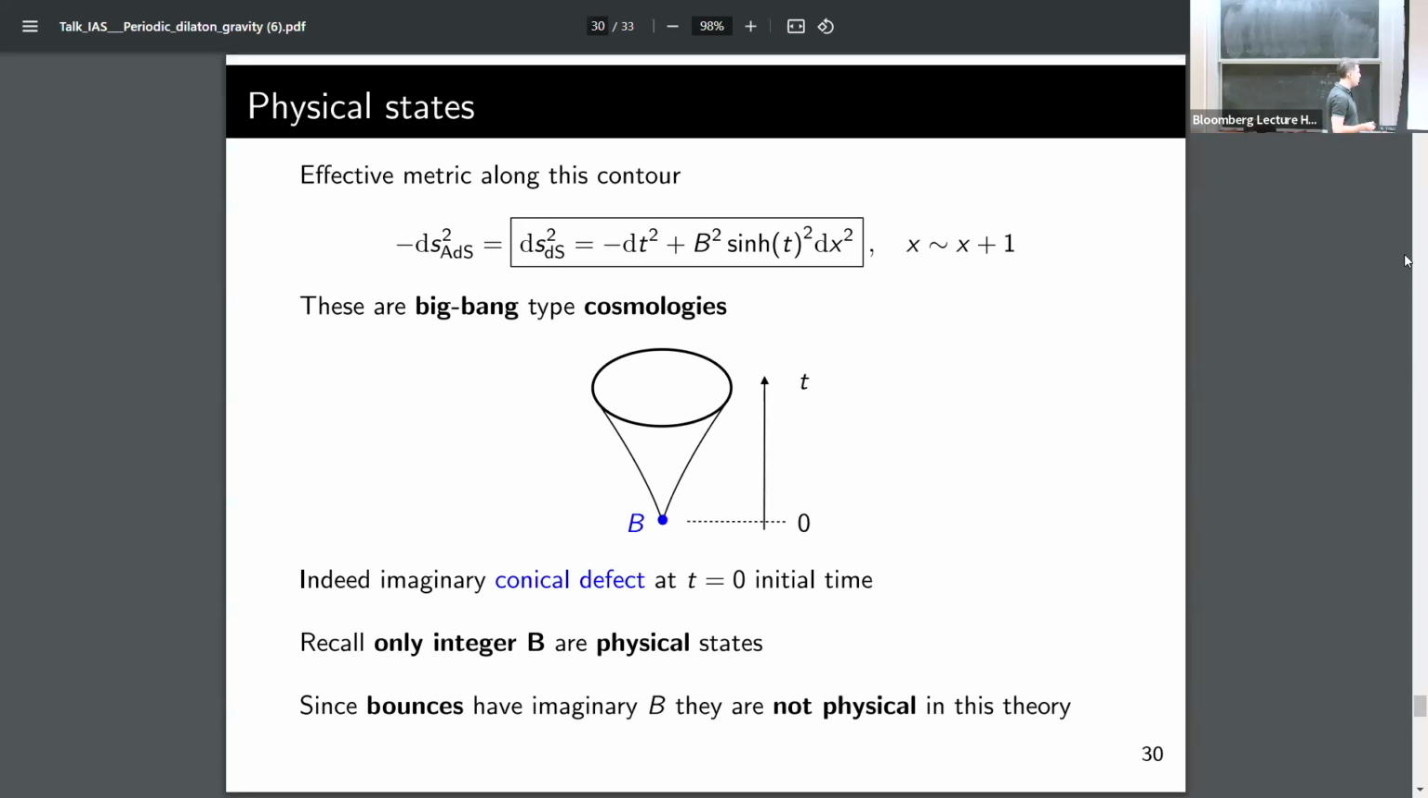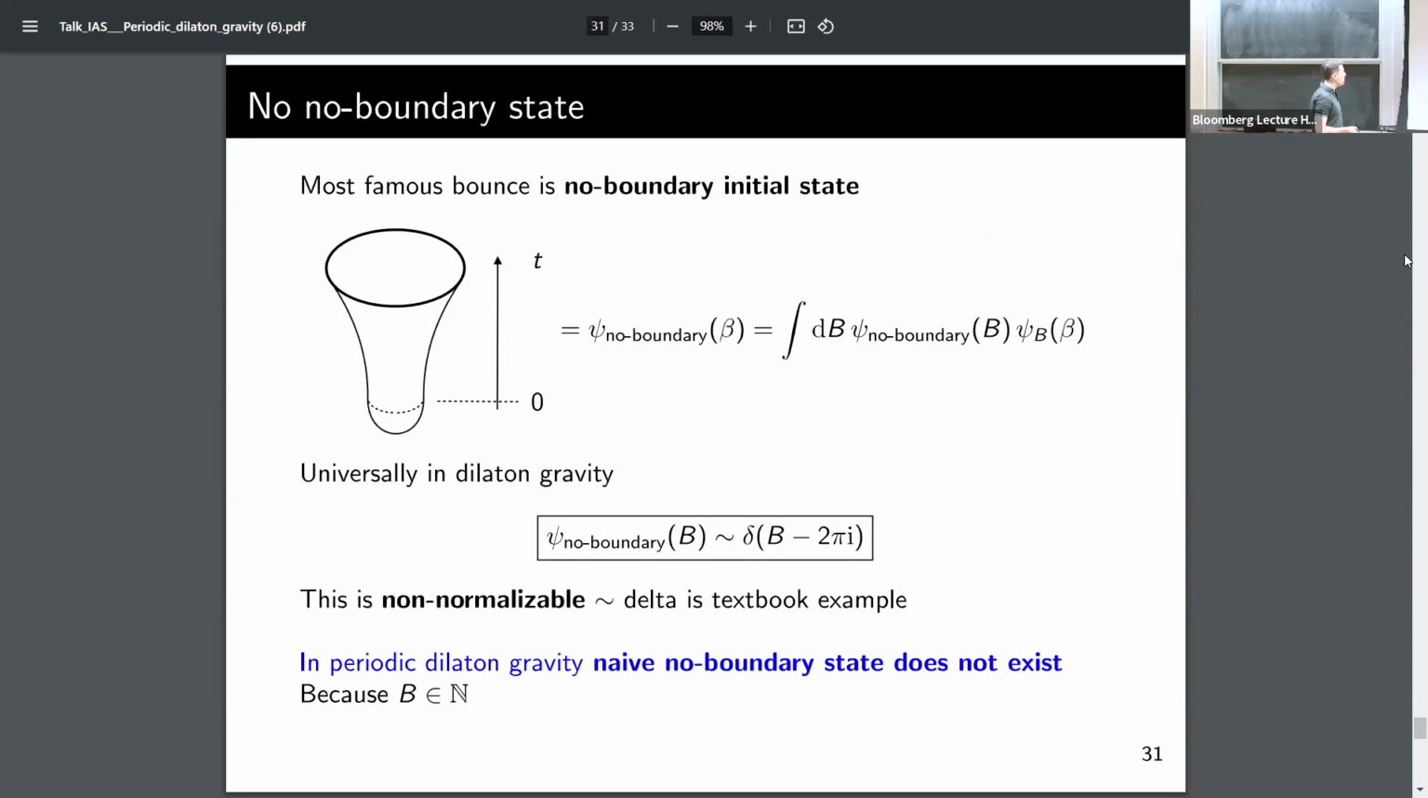Now recall that only integer b were physical states in our theory, so this limits the spectrum of de Sitter type spacetimes you can have in your universe. In particular, bounce spacetimes, the ones with the neck, have imaginary b, and so they're not actually physical. The most famous bounce, of course, is the no boundary initial state, which in dilaton gravity would more or less correspond to a delta function on an imaginary value of b. It's obviously not normalizable, because delta functions are not.